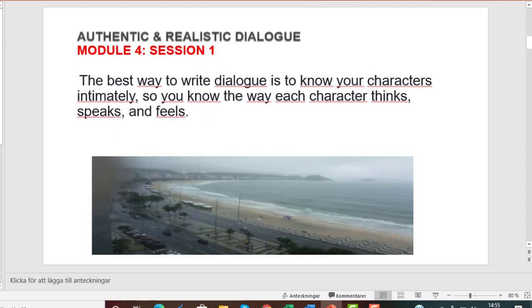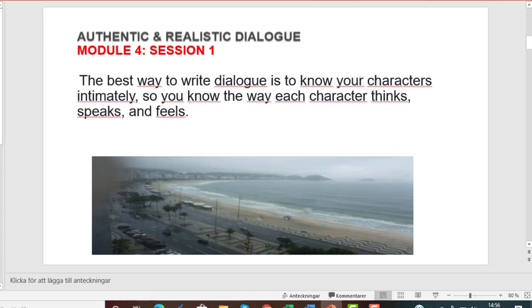The best way to write dialogue is to know your characters intimately, so you know the way each character thinks, speaks, and feels. My advice is that when you are out there in the restaurants or when you are with friends, listen and consider each person's speaking style and whether it is a style you want to adapt for one of your characters. As you observe actual conversation in your daily life, try to emulate them in your writing.